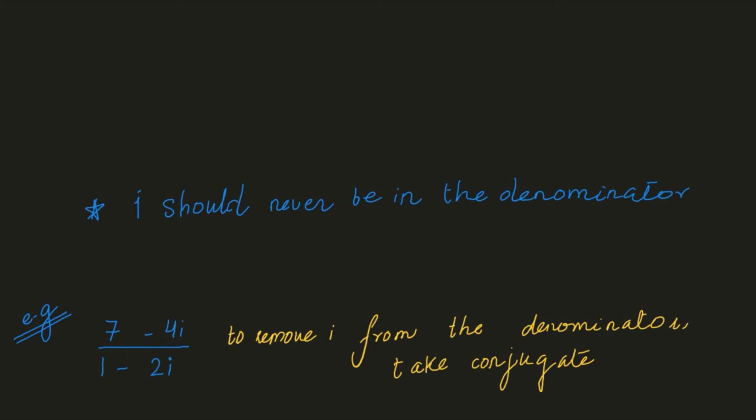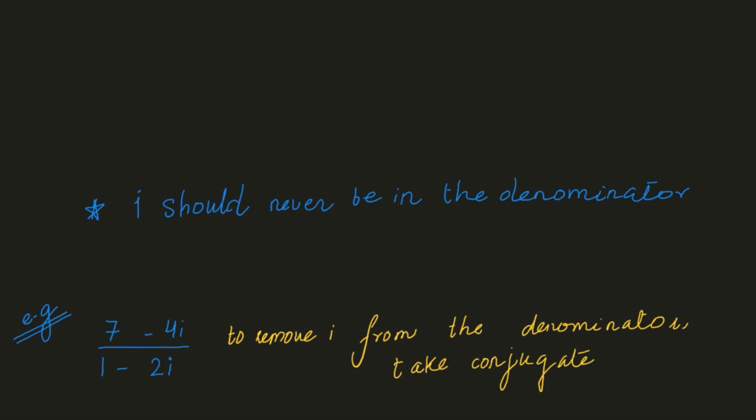Another thing that the SAT usually tests is that they give you an expression in which i is in the denominator, and they ask you to simplify that expression. For that you will use this rule: i should never be in the denominator. Whenever you see i in the denominator, your first instinct should be to remove that i.